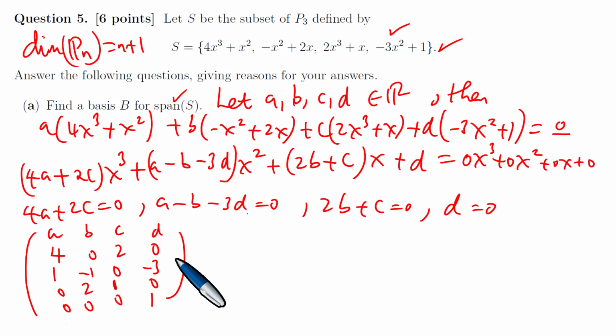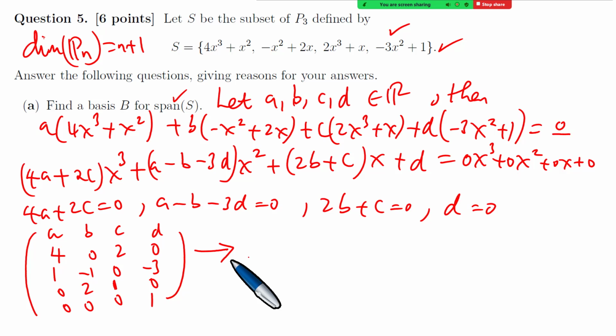Yay. Okay, so we can row reduce this. Right, to row reduce this, we need a 1 here. So we can say row 1, row 2.